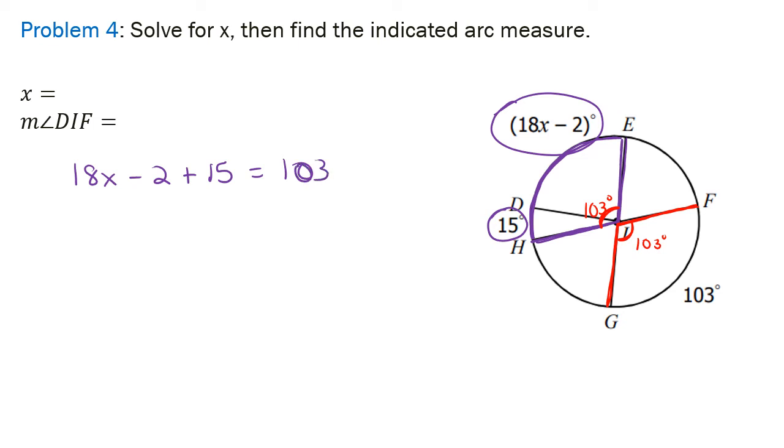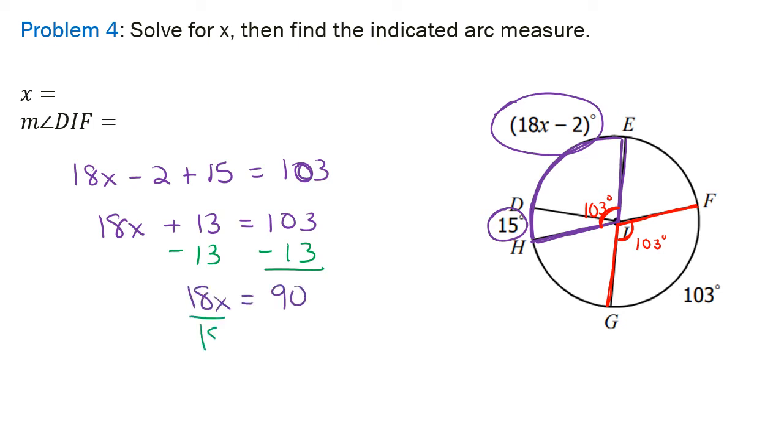So now you just solve the equation. You're going to have 18x plus 13. We want to minus the 13 over, so we're going to get 90. We're going to divide by 18, and x is going to equal 5. So now that we know what x is, they're asking us to find the angle DIF. To do that, first we're going to need to figure out what arc DE is.